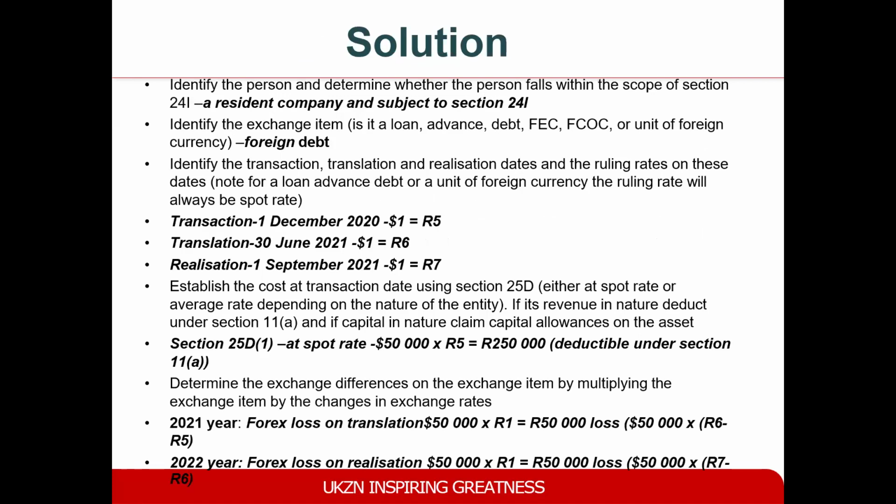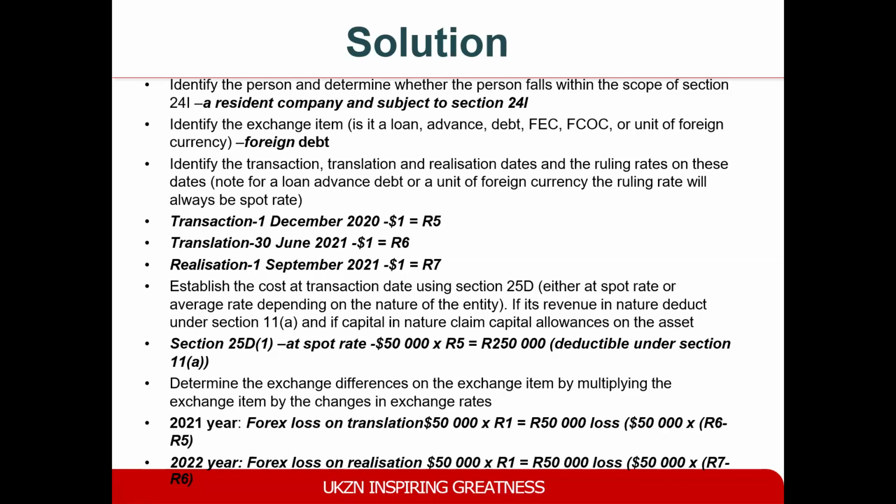Okay, let's look here. As you can see, guys, they are saying you've got to identify the person, then do they fall within the scope of this section? So we've got the resident company, so they are subject to this. We're happy about that. We go on again, we've got to identify the transaction. We've got a loan or an advance, in this case, a foreign debt. Identify the transaction, translation, and realization date, and the ruling rates on these dates. It's very important. Which rate do we have on each and every day?